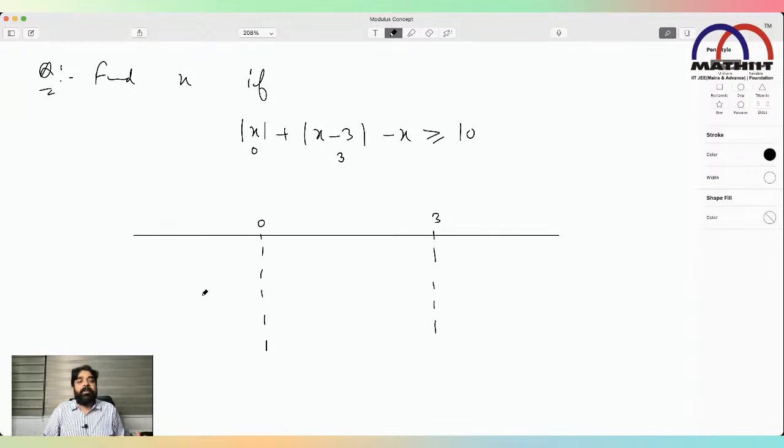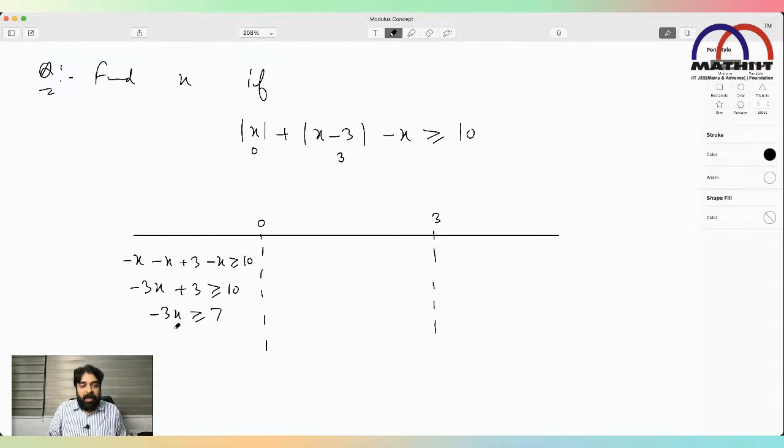The boundaries are 0, 3. Now, before 0, what will happen? This will be negative, so minus X. This will also be negative, minus X plus 3. Minus X, because of this, minus X greater than equal to 10. This will never be affected. So minus X, minus X, minus X, minus 3X plus 3 greater than equal to 10. Or you can say minus 3X greater than equal to 7.